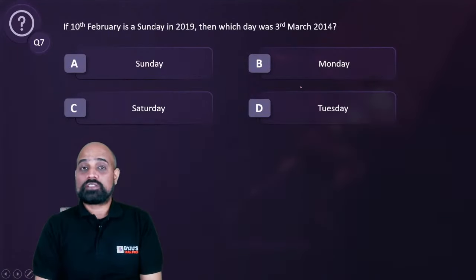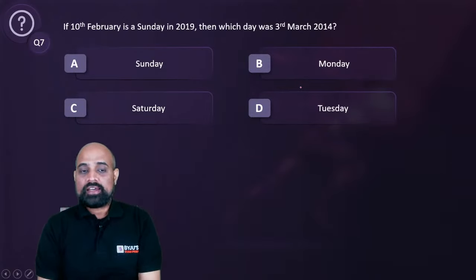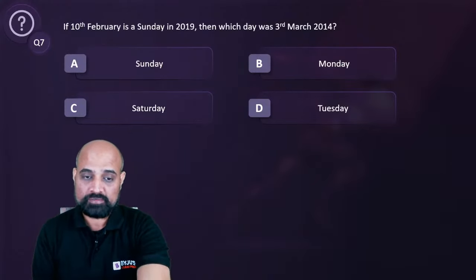Okay, next question. This looks like a question on clocks and calendars, as in एक टॉपिक है, calendars का क्वेश्चन है. If 10th February is a Sunday in 2019, then which day was 3rd March 2014?